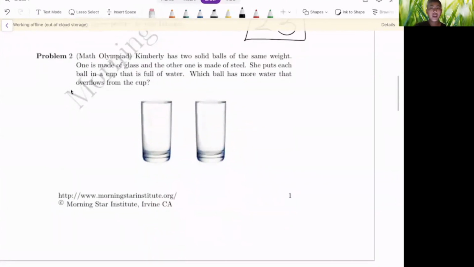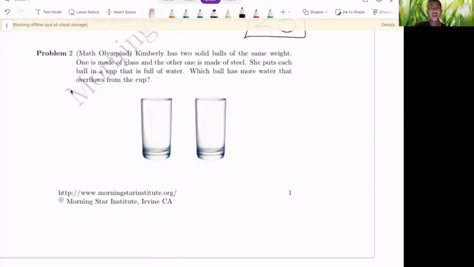Problem 3. Kimberly has 2 solid balls of the same weight. One is made of glass and the other one is made of steel. She puts each ball in a cup that is full of water. Which ball has more water that overflows from the cup?